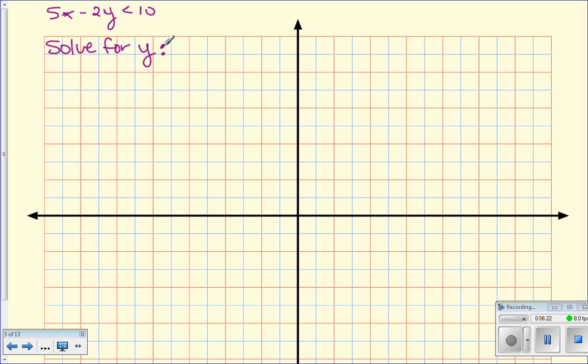In order to solve for y, I need to get rid of this 5x. So subtracting 5x from both sides, we're left with negative 2y on the left-hand side is less than negative 5x plus 10. I usually put the x first. Now we're going to divide by negative 2.